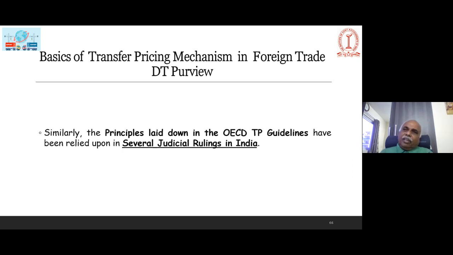So some of the cases are filed with the judicial authority for disputes between the taxpayer and the tax authorities. Then the court authorities will follow the OECD guidelines also. In several judicial rulings, whether by the appellate authority or others, wherever possible, they will use the OECD transfer price guidelines.